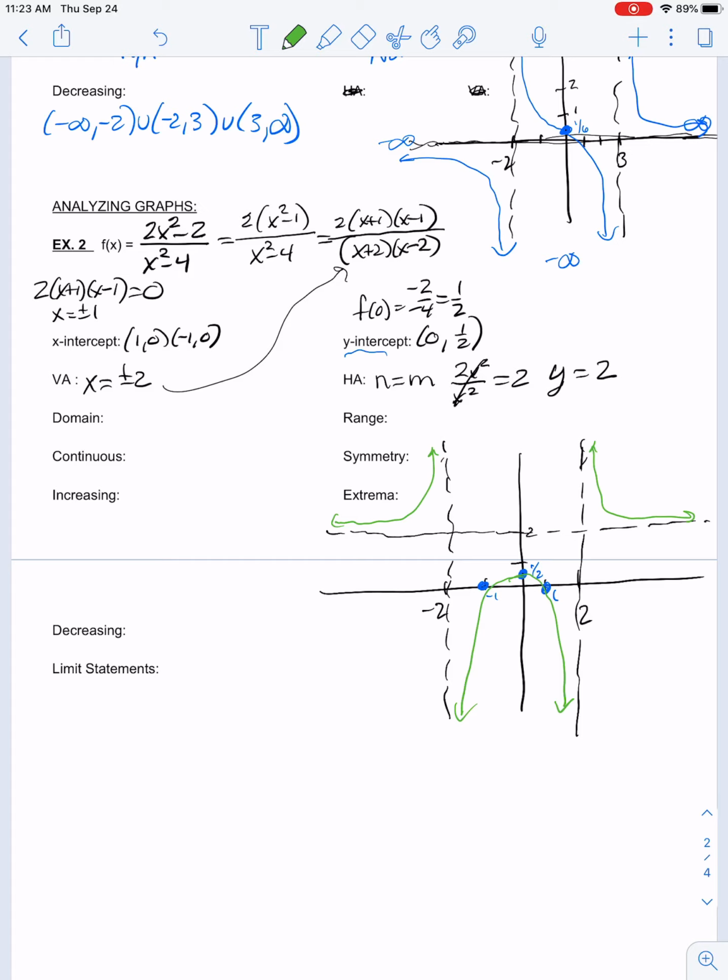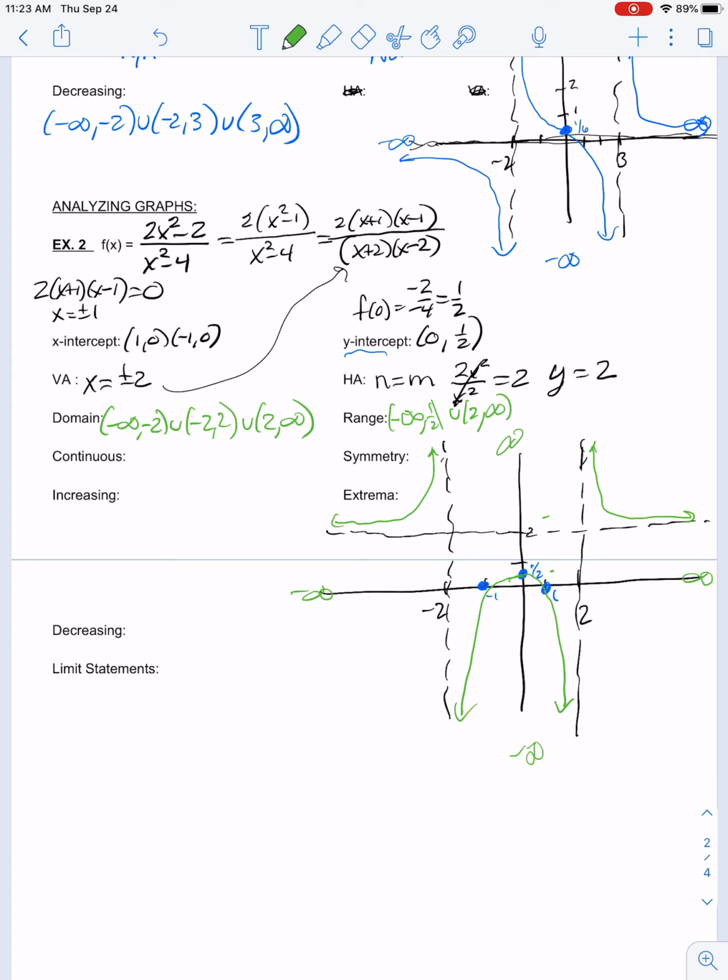So what does that mean for the rest of our information? Your domain, instead of going from negative infinity to positive infinity, we're going to have from negative infinity to negative 2, jump over the asymptote, negative 2 to 2, and then on out 2 to infinity. Range, from negative infinity up to 1/2, and then from 2 to infinity. So we go from the 1/2 all the way up to here on the range.